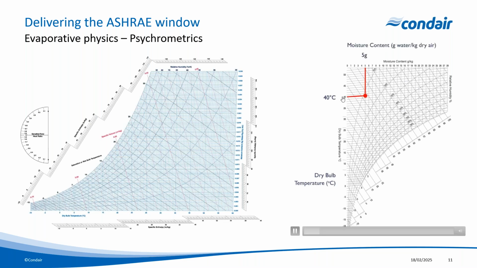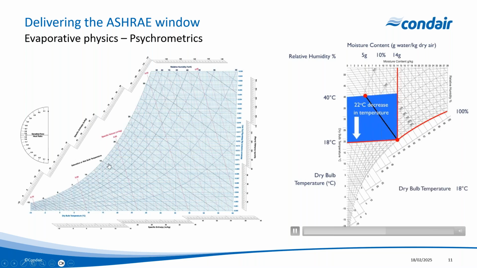So we have our starting position at 40 degrees C, 5 grams moisture, 10% relative humidity, following that line of constant enthalpy. Again, you can see we have a temperature decrease with an increase in moisture content or relative humidity all the way up to saturation.